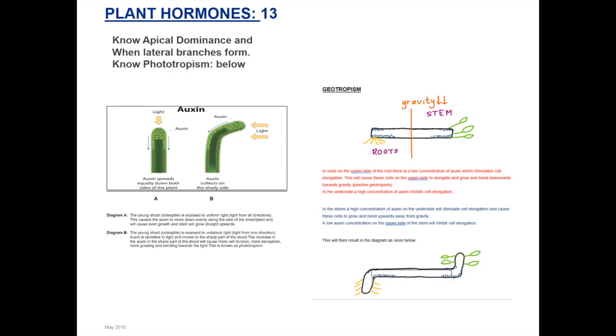And lastly, plant hormones. Make sure you know apical dominance. Know phototropism, know when lateral branches form. I've included an answer here. There's a set answer for B for phototropism, and this is when there's equal or uniform light. Then for geotropism, know what happens in the roots and know what happens in the stem. All you have to do is memorize this answer, and whatever happens on Friday, you can quickly write it down.